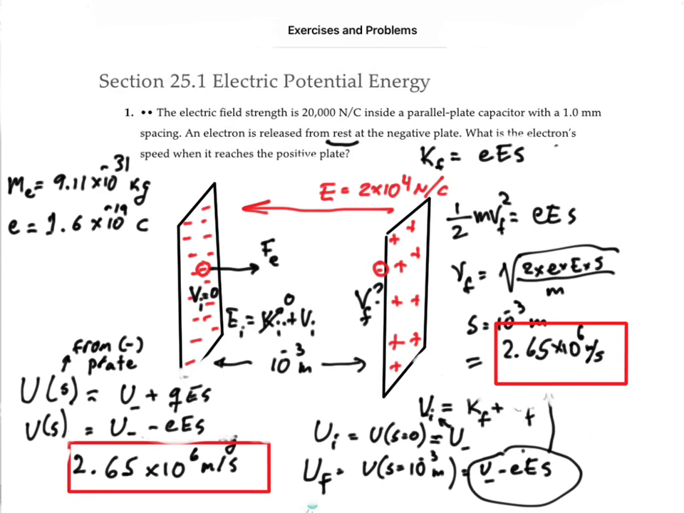All right, that's an example using the idea of conservation of energy and also electric field, force on a charge, etc. All right, see you in the next one.